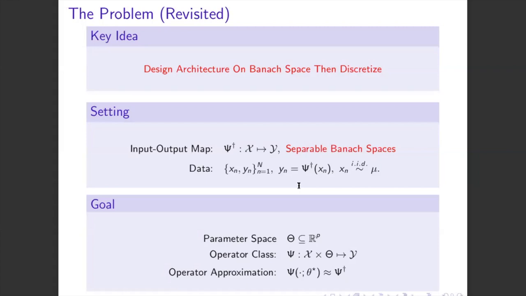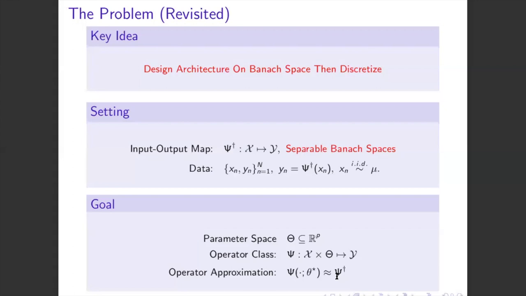This is really just a repetition of what I described in the general setting. The goal is, we will introduce what's called an architecture, a class of operators that map the Banach space X crossed with parameter space theta into Y, and then try and choose an element of theta so that evaluated at theta star, this mapping psi is close to psi dagger. Psi dagger is only available to us through data. Okay, that's the goal. And the idea is in the top box.